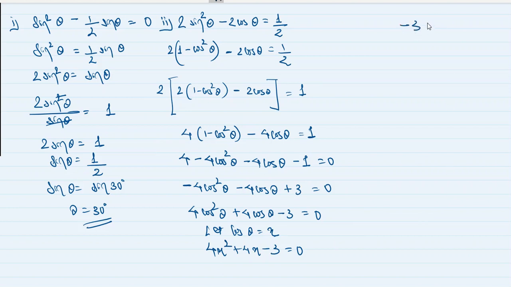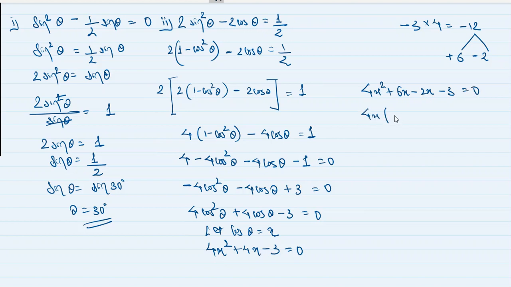So minus 3 times 4 is minus 12. Minus 12 split into its factors to get 4. So 6 twos are 12. Yeah, 6 and 2 can give us 4. So plus 6 minus 2. Plus 6 minus 2 is plus 4, and plus 6 multiplied by minus 2 is minus 12. So we can write it as 4x square plus 6x minus 2x minus 3 is equal to 0.